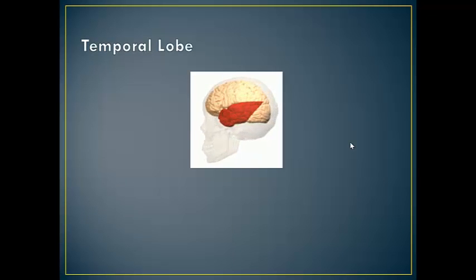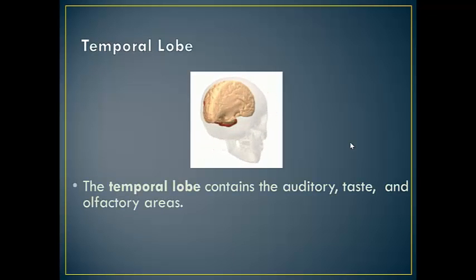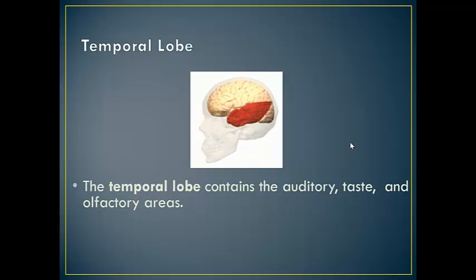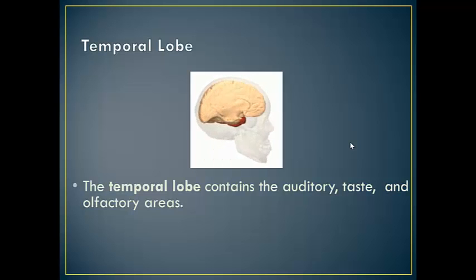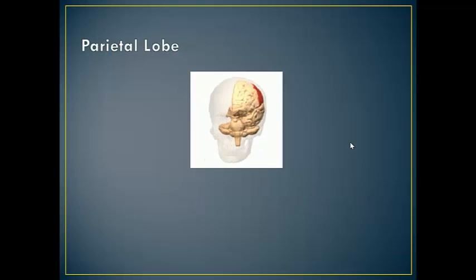Then that brings me to the temporal lobe. Now the temporal lobe, it contains the auditory, taste, and olfactory areas. Now we learned about taste, auditory, and olfactory areas in our five senses. Remember, that is sound, taste, and smell. And these guys are all interpreted in the temporal lobe, which is on the side of your brain.